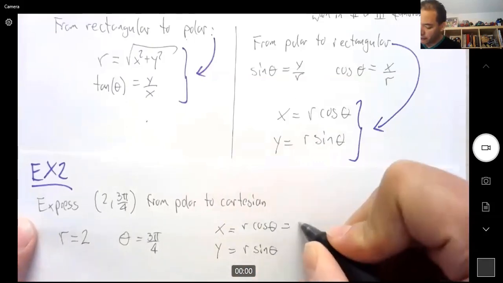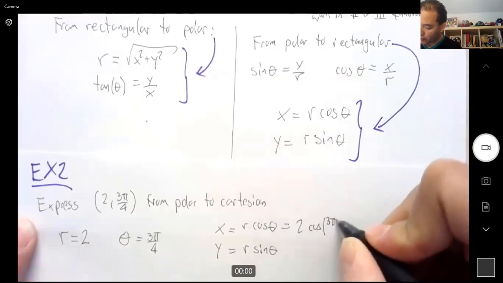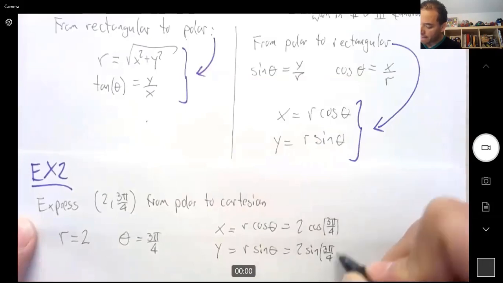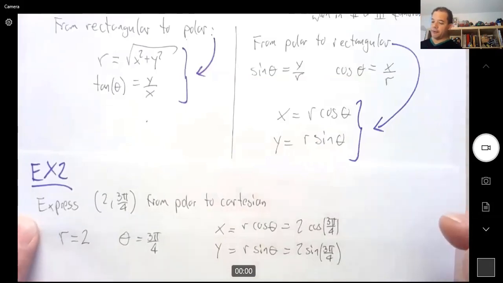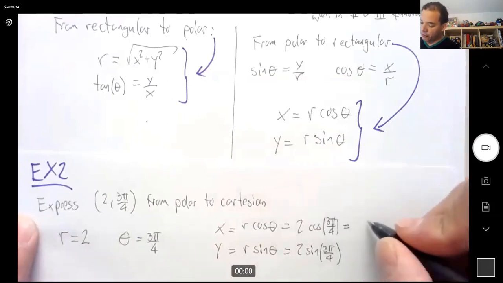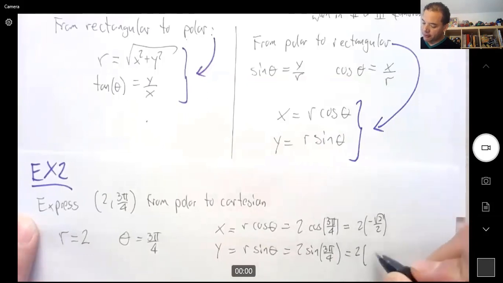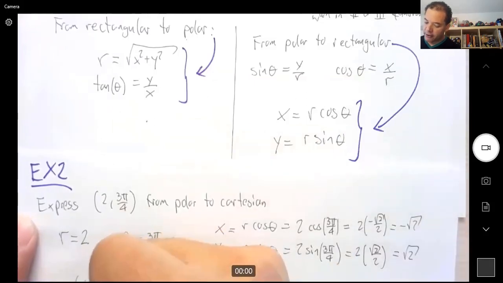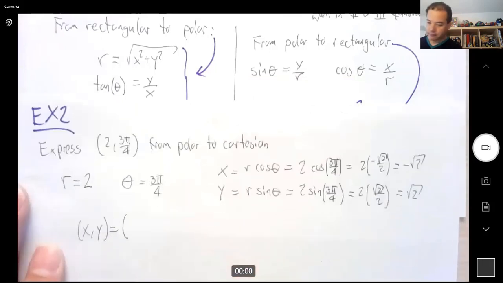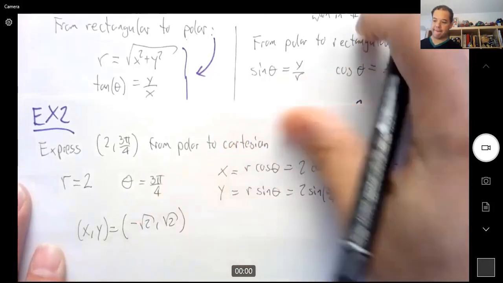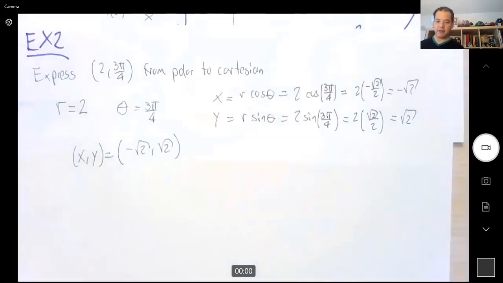And this one will be 2 cosine of 3 pi over 4, and this will be 2 sine of 3 pi over 4, right? And cosine of 3 pi over 4 is negative root 2 over 2, and sine of 3 pi over 4 is root 2 over 2. So this is negative root 2, and this is root 2. So the xy coordinates are negative root 2, comma, root 2. Is that clear?